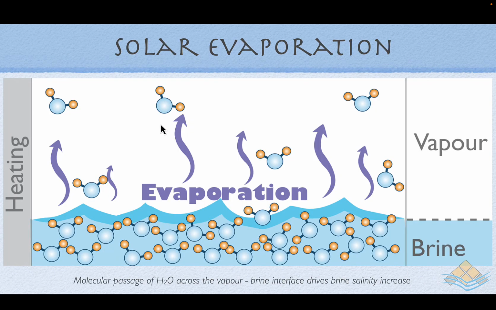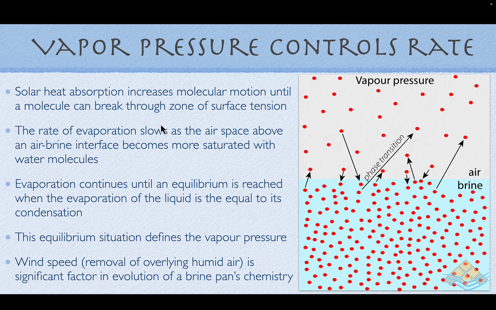In that brine, we have solar heat being absorbed by the water molecules, and that's causing those molecules to vibrate, Brownian motion, and they will move with sufficient velocity that they can attain an escape velocity to break through the zone of surface tension. As those water molecules escape, the amount of non-water molecules, the cations and the anions left behind in that brine, will increase. What's actually happening in our brine is that we have solar heat absorption, increasing the molecular motion until a molecule can actually break out of that brine through the zone of surface tension.